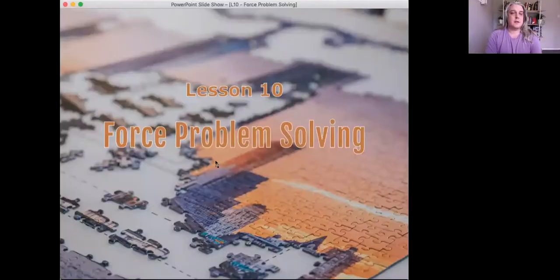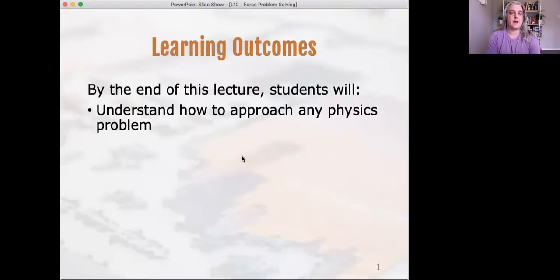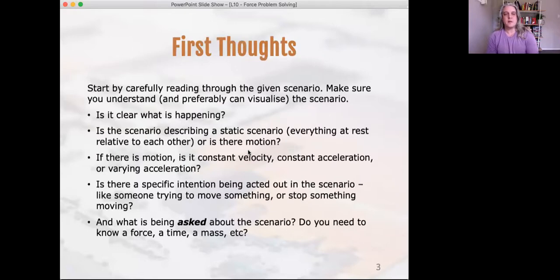So the lesson does have some slides to start with, but they're just some hints about how we approach physics problems. So to start with, whenever you read a physics problem, read the given scenario carefully, try and visualize it if you can, make sure you understand what is going on in the scenario. So in the whole picture, not just your system, in the whole big scenario. Is it clear what is happening? Do you actually understand what the scenario is describing?